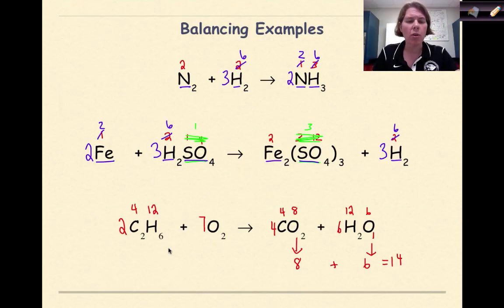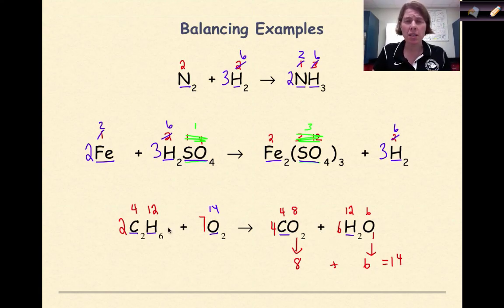And then I'm going to take a moment and double check everything one more time. So 2 times 2 gives me 4 carbons, 4 carbons over here. 2 times 6 gives me 12 hydrogens. 6 times 2, 12 hydrogens over on my product side. And finally, 7 times 2, that gives me 14. 4 times 2 gives me 8, bring that down. 6 times 1 gives me 6, bring that down. 8 plus 6 gives me 14. I'm good to go. I'm balanced.